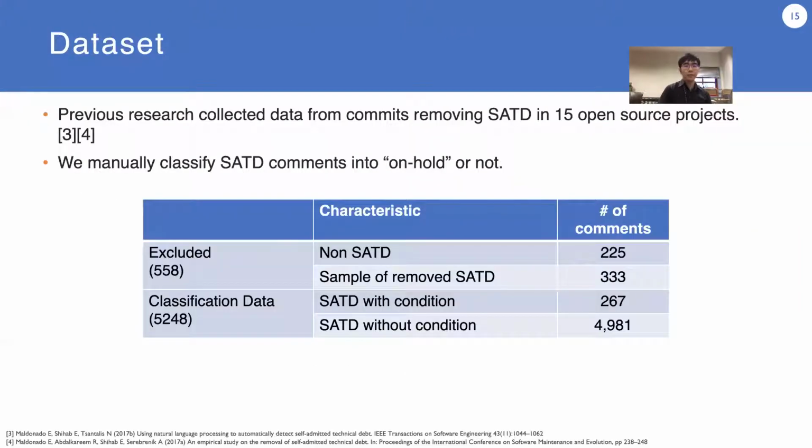To find the best performance, we use SATD comments as our input, which were gathered by previous research. They collected data from commits removing SATD in 15 open source projects. We manually classified SATD comments into on-hold or not, and used it as the ground truth. In this ground truth, we exclude the comments that are not related to SATD or were already selected as the sample of the removed comments.